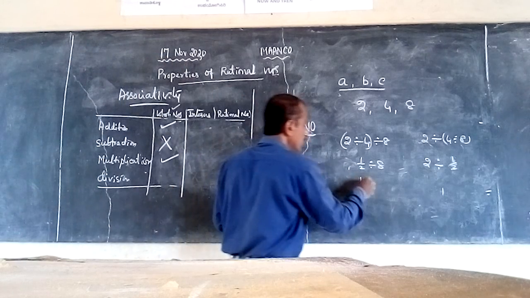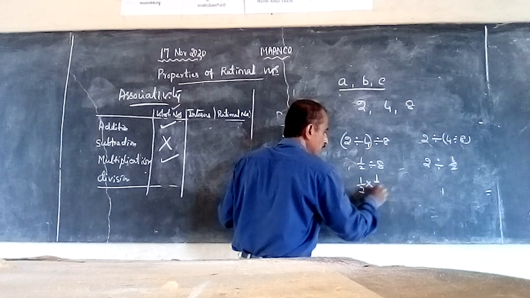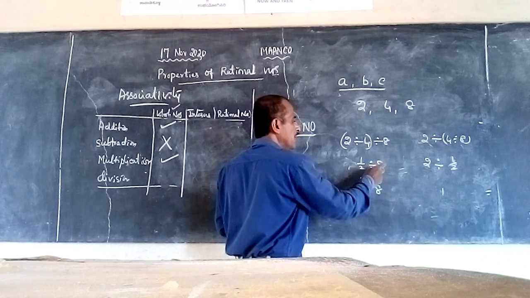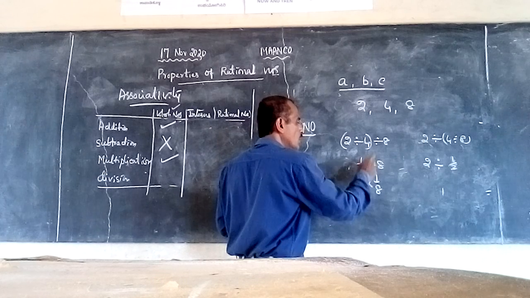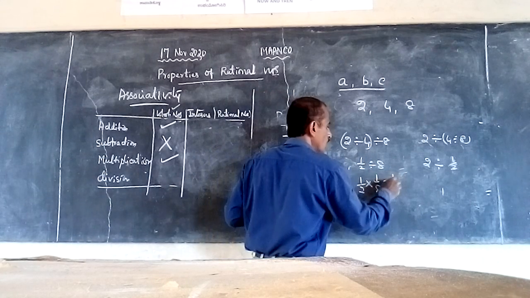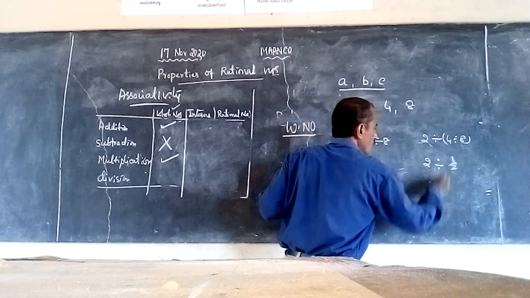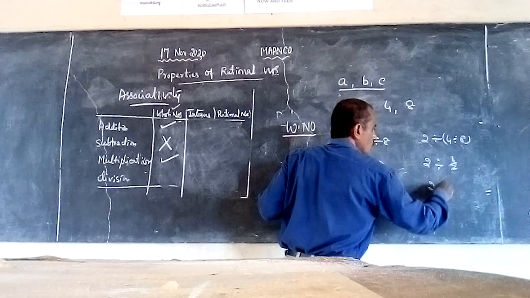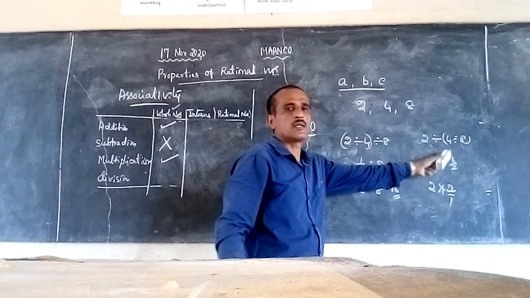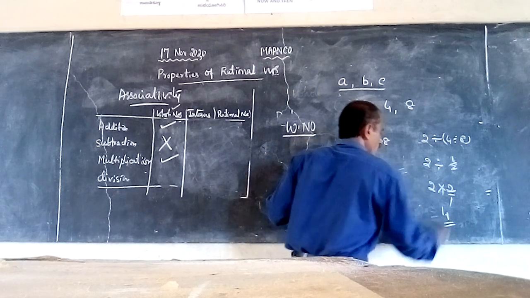So here the meaning is 1 by 2 divided by 8, you have to multiply by 1 by 8. So 1 by 2 divided by 8 is equal to 1 by 2 into 1 by 8. So what is the answer? The answer is 1 by 16. Here 2 divided by 1 by 2 means 2 into 2 by 1, because you have to write the reciprocal. So 2 into 2 is 4 by 1, or 4.